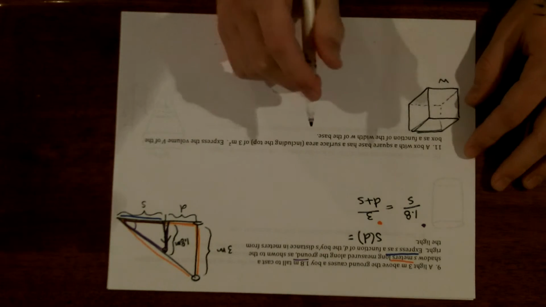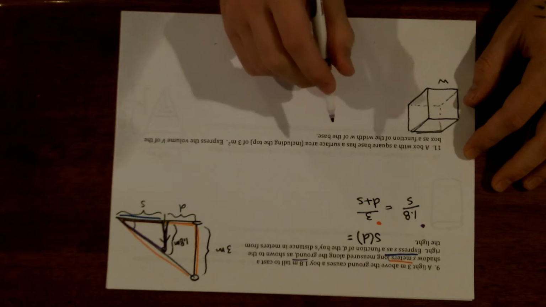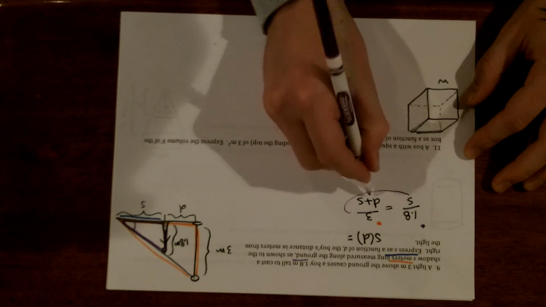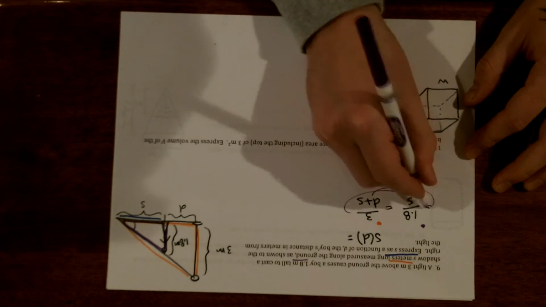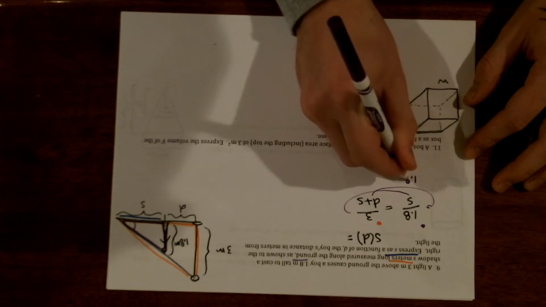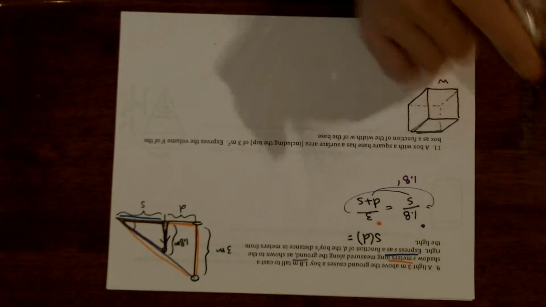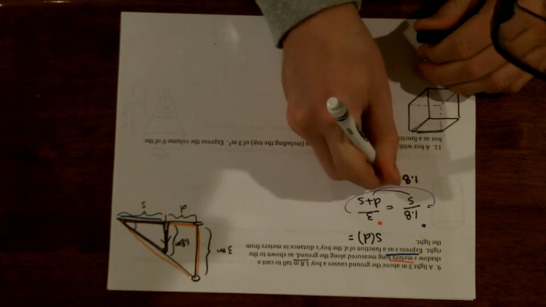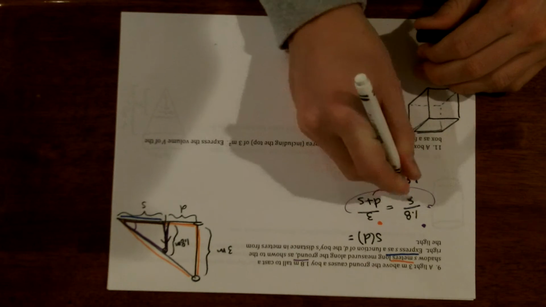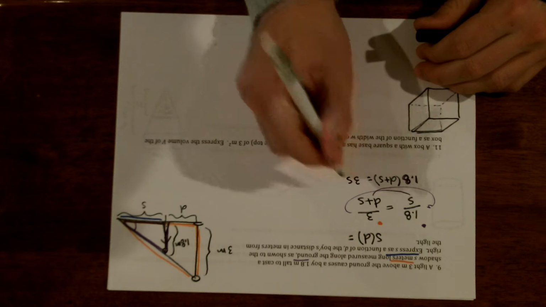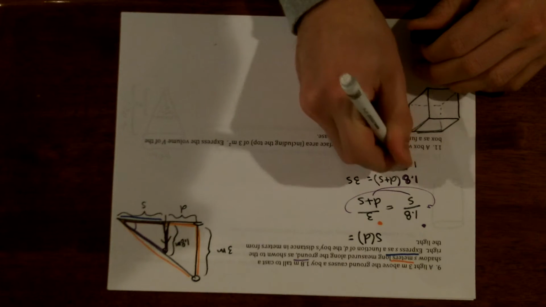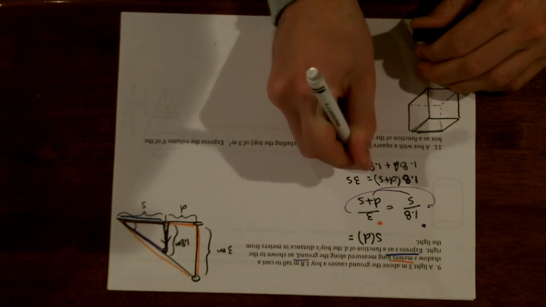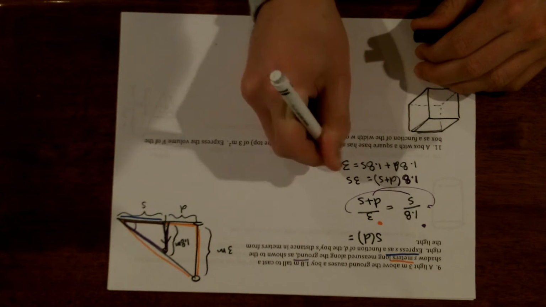So if we simplify that a little bit, I want to get rid of my fractions, so I'm going to multiply the S to the other side. And I'm going to multiply the D plus S to the other side. So I have 1.8 times D plus S equals S times 3. That's just 3S. Distribute the 1.8 all the way through, so we have 1.8D plus 1.8S equals 3S.